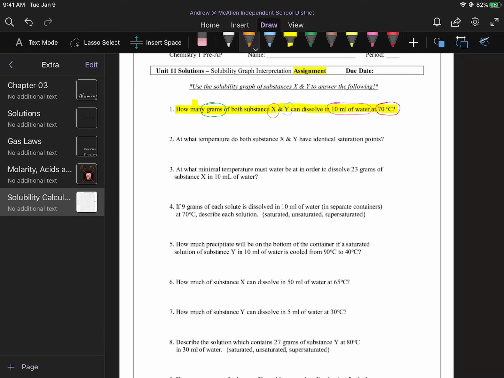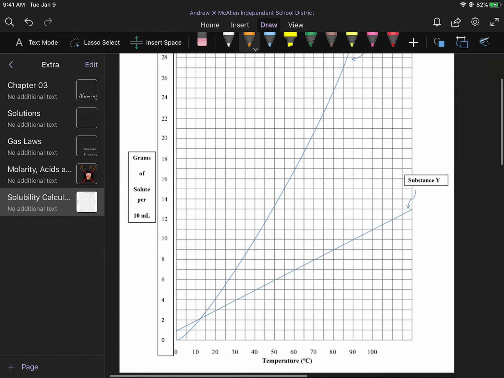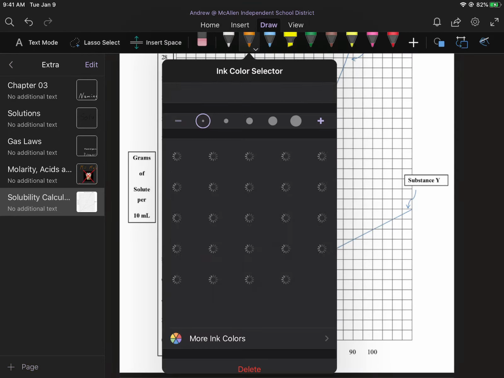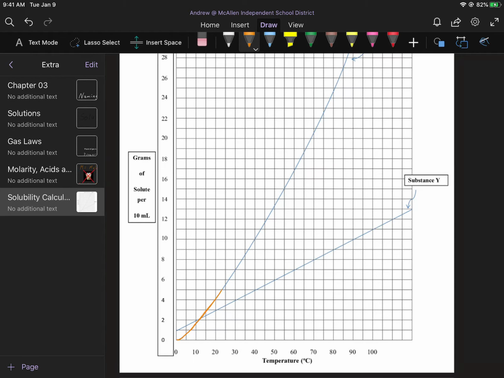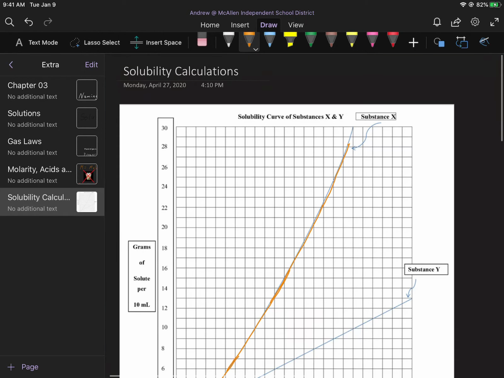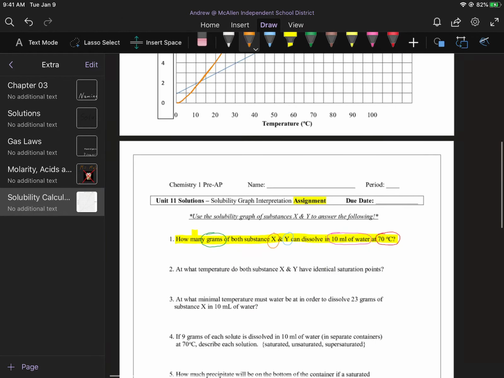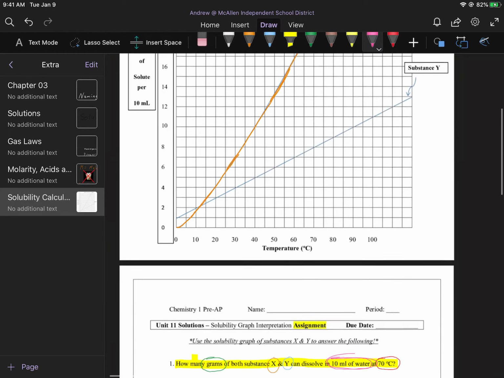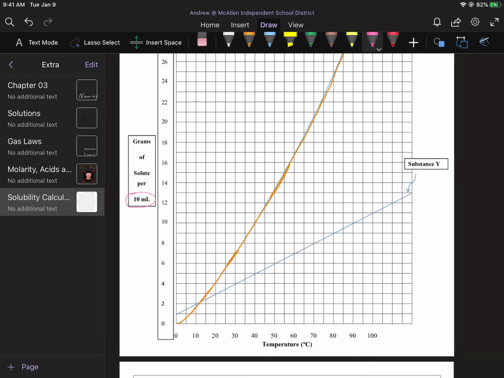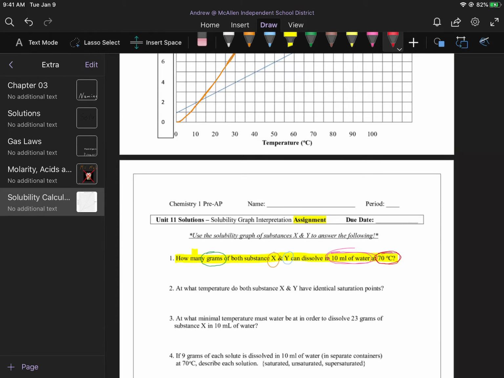So we're going to take this one bit at a time. First, we're going to come up here to substance X. I'll be using orange for substance X, so let's make that line orange so it's nice and clear. First, we have 10 milliliters of water. Now, luckily, this y-axis tells us 10 milliliters of water, so we don't need to do any adjustments because this line already tells us in 10 milliliters of water. Next, we have a temperature, 70 degrees Celsius. There's our x-axis. Degrees Celsius, we're looking for 70.